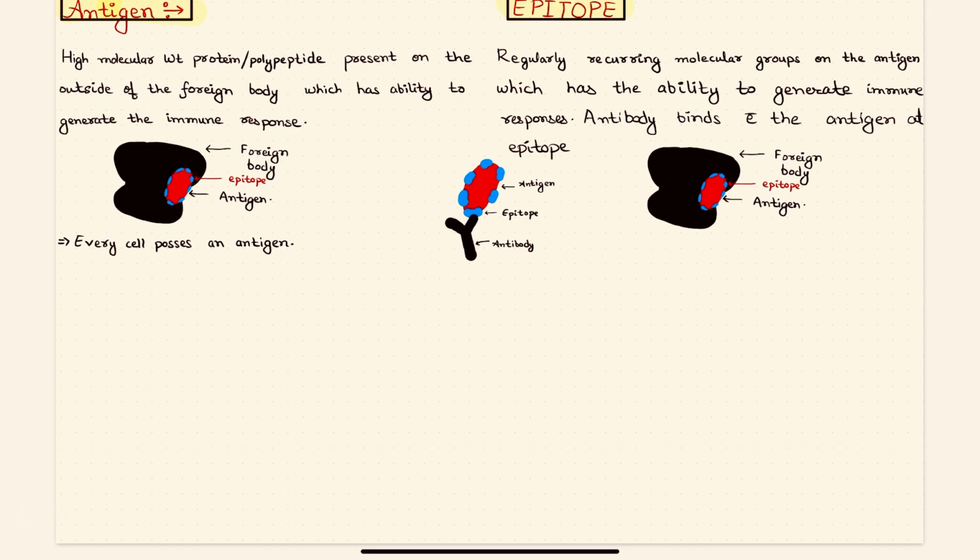Epitopes are present on the antigen, and antigen is present on the foreign body. And when any foreign body enters humans or any other animals, this foreign body gets destroyed. How? The antibodies present in the organism bind with the epitope of the antigen of the foreign body and lead to the destruction of the foreign body. In this way, the foreign body gets destroyed, and this is nothing but immune response.